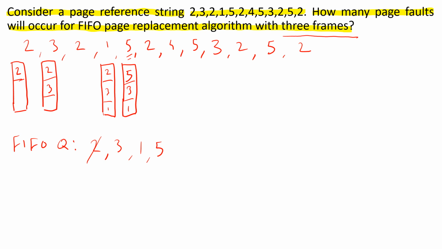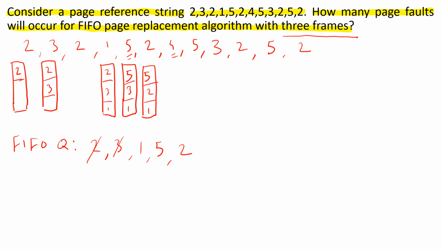Since we need a 2, which page was taken into main memory first? 3. So we replace 3. Now in memory we have 5 2 1. Of course, since 2 is taken into main memory, we enter it into the queue. Then we need page number 4.